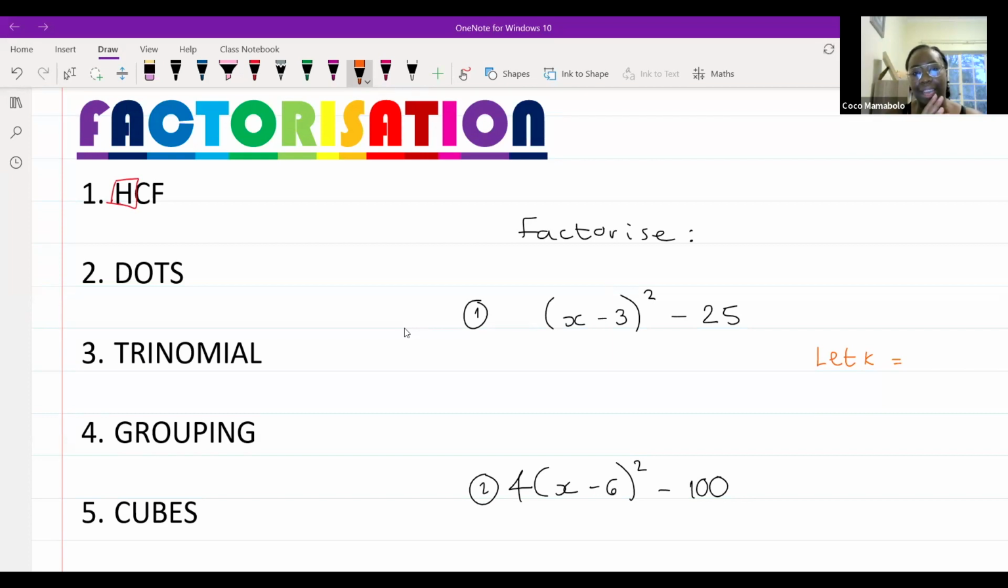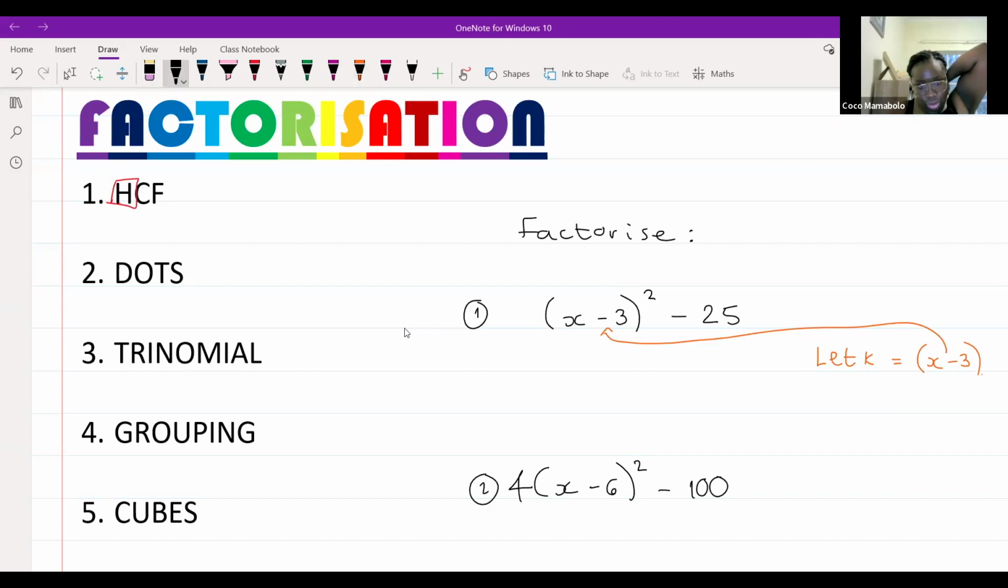Correct, Nico, but you're not done. Tyler, tell me. Look at what's in the bracket, my sweetie. Remember, we're going to replace k with the whole bracket. What's in the bracket? Well done, Larato. Correct, x minus 3. So we're going to say let k equal x minus 3. All right. So that means wherever we see x minus 3, we're going to replace it with k. So this x minus 3 is going to be replaced with k.